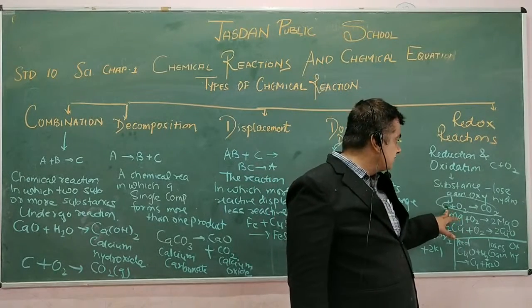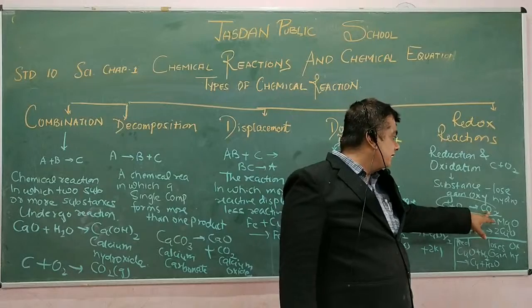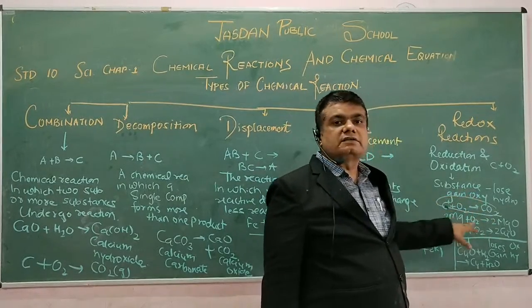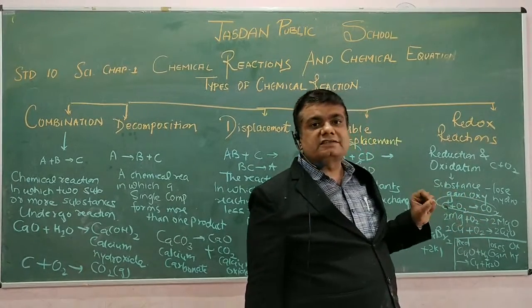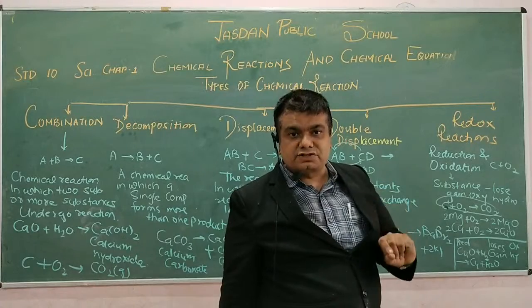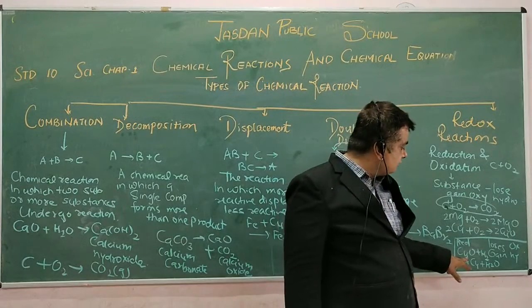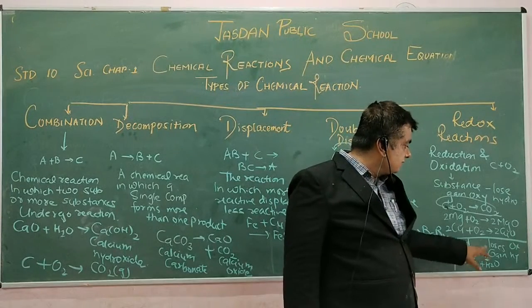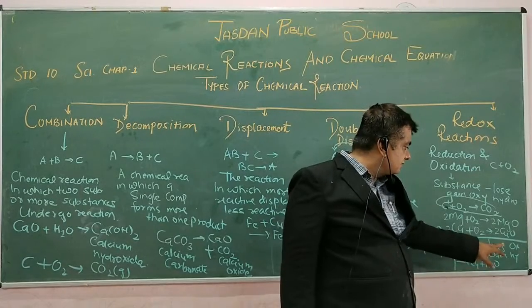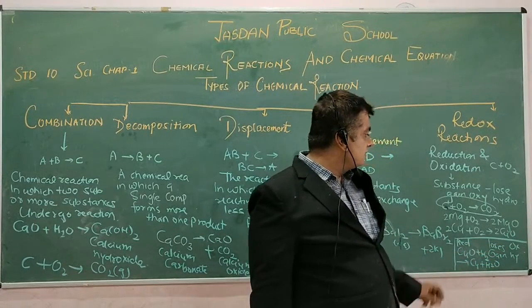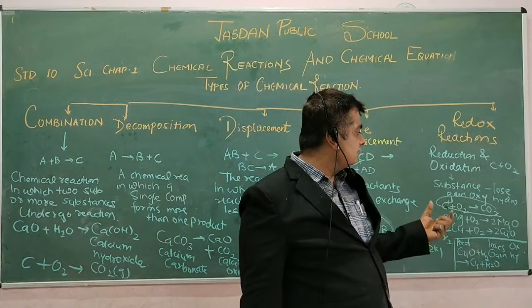So you can see that C plus O2 gives carbon dioxide. Here it is gaining oxygen, so this type of reaction is known as oxidation. And here you can see CuO plus H2, where the copper oxide is losing oxygen. So this type of reaction is known as a reduction reaction.